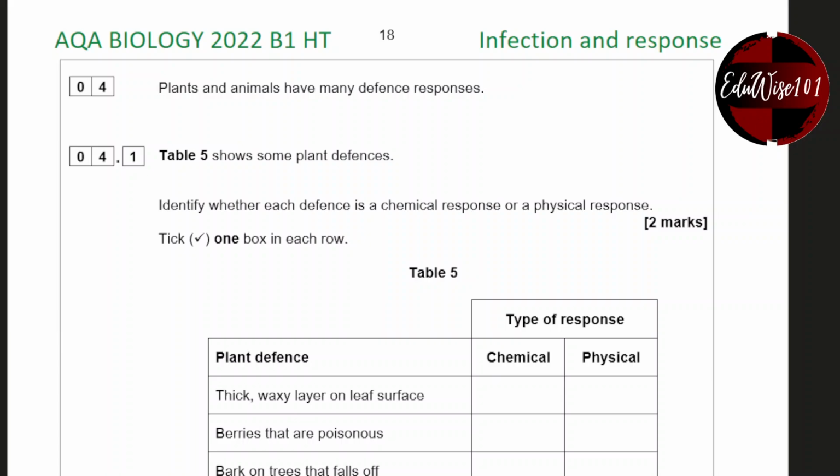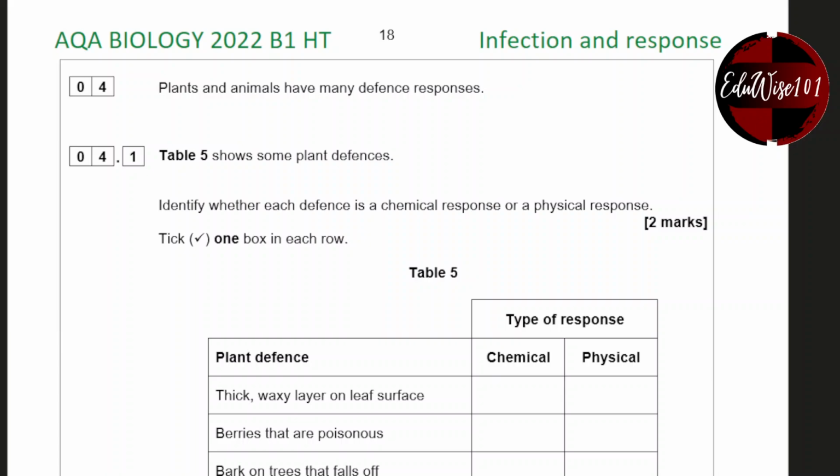In this video, I'm going to go through question number 4 from the AQA Biology 2022 higher tier paper. Question number 4 is on the topic of infection and response. Plants and animals have many defense responses. Table 5 shows some plant defenses.